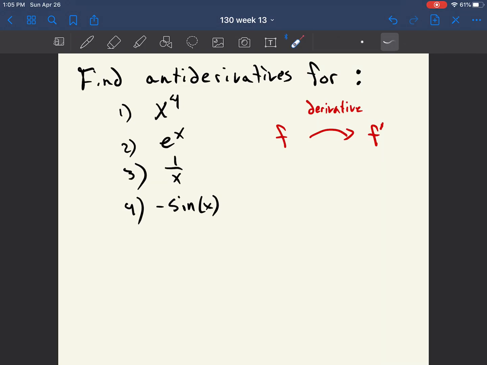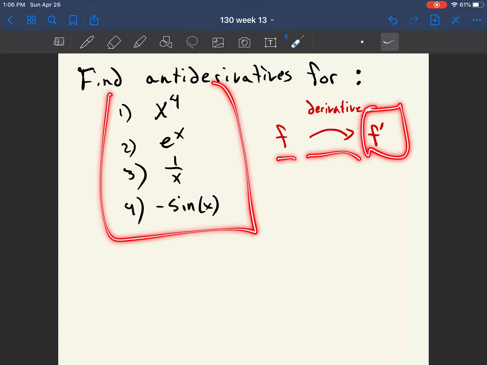Great, so let's practice finding some antiderivatives. The idea here is that we know, given a function, how to take its derivative. We have a bunch of rules about how to take a function and find its derivative. What we want to do now is reverse the process. So what if we are given a derivative? How do we find a function that goes along with it, a function whose derivative will be what we were given?